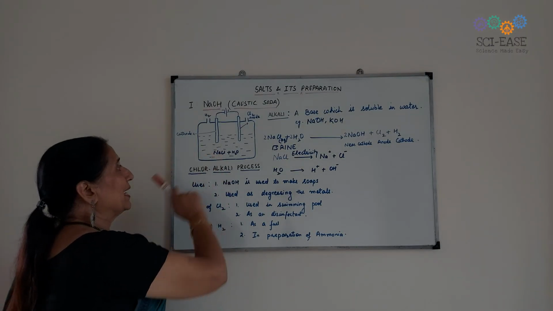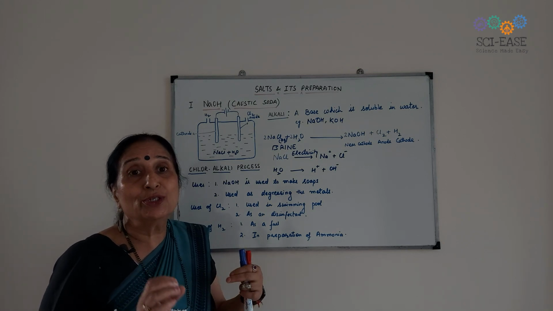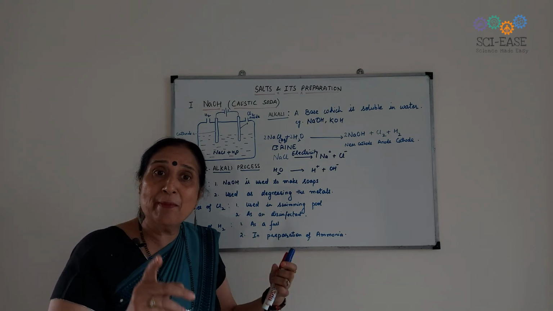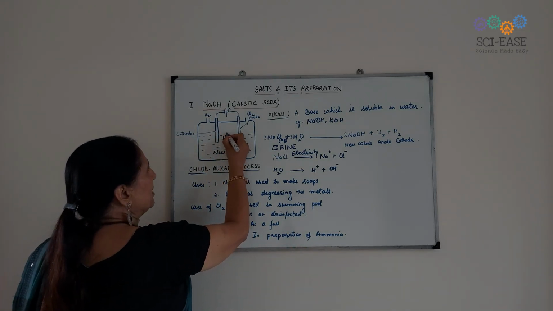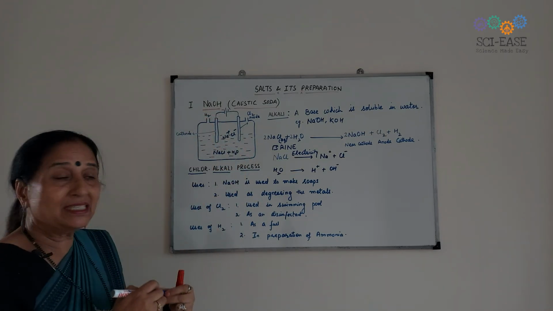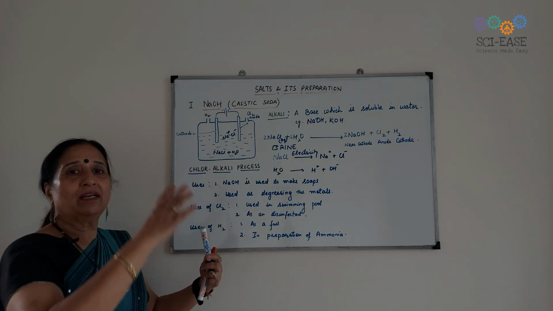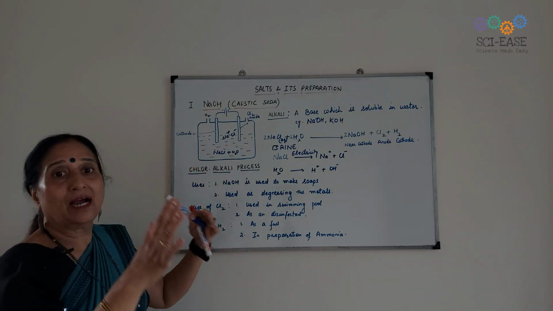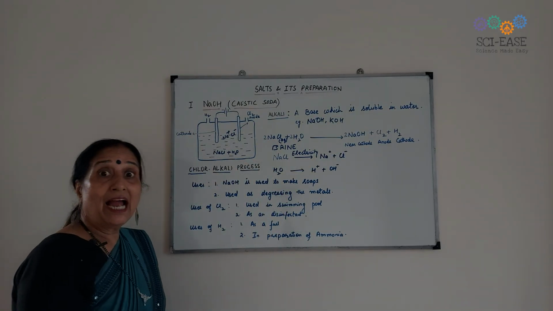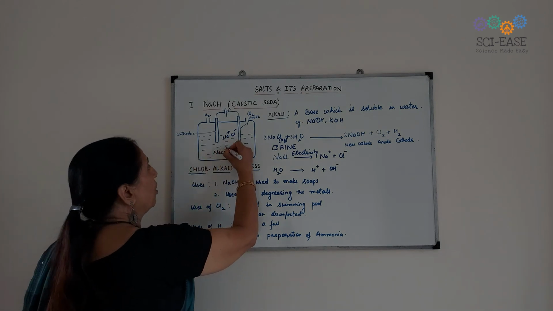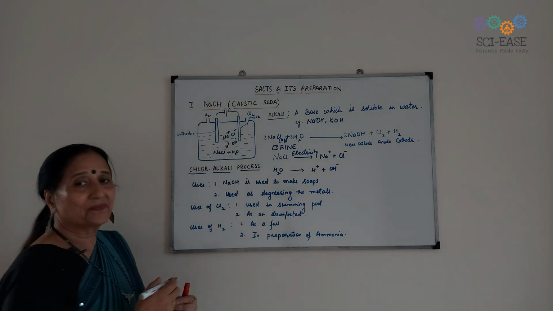Now, when electricity is passed through the sodium chloride solution, it will form Na positive and Cl negative ions, meaning dissociation will take place, and sodium and chloride ions will be there. Water will also dissociate, resulting in the formation of H positive and OH negative ions.